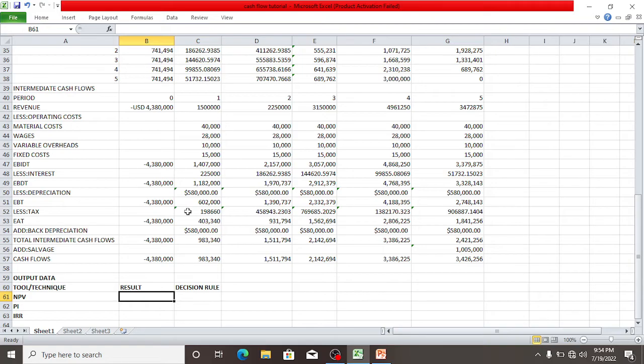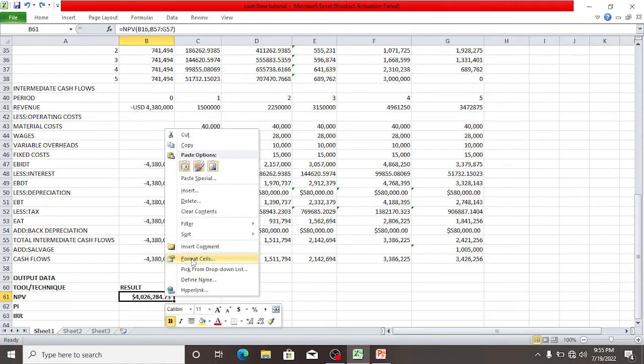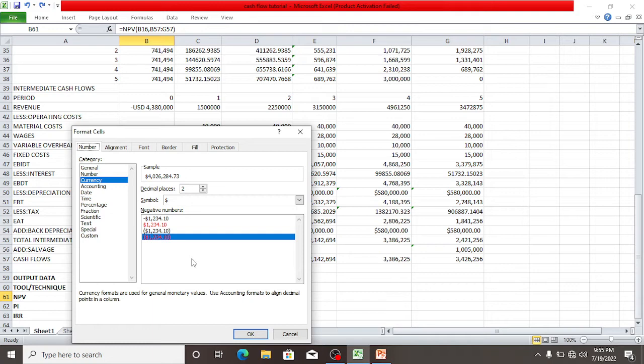So let me try to format my cells. Format cells. I don't want decimal places. And then for the symbol, I want it to be USD. It's here. Okay.